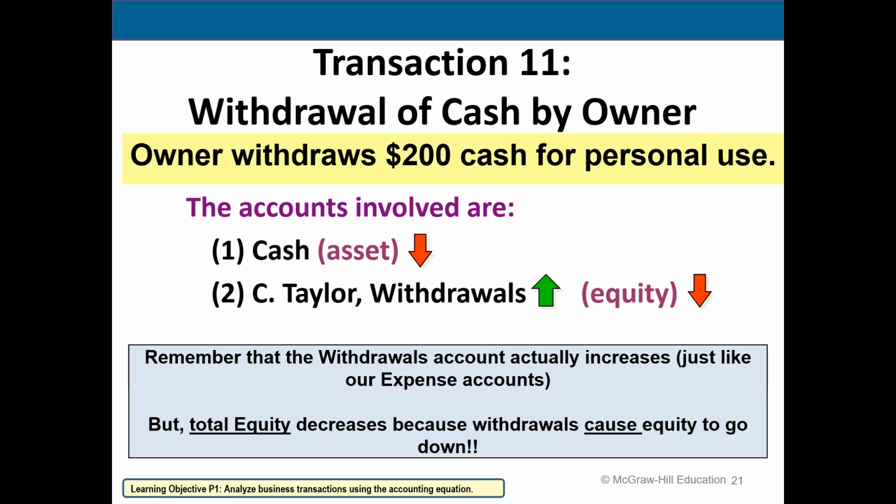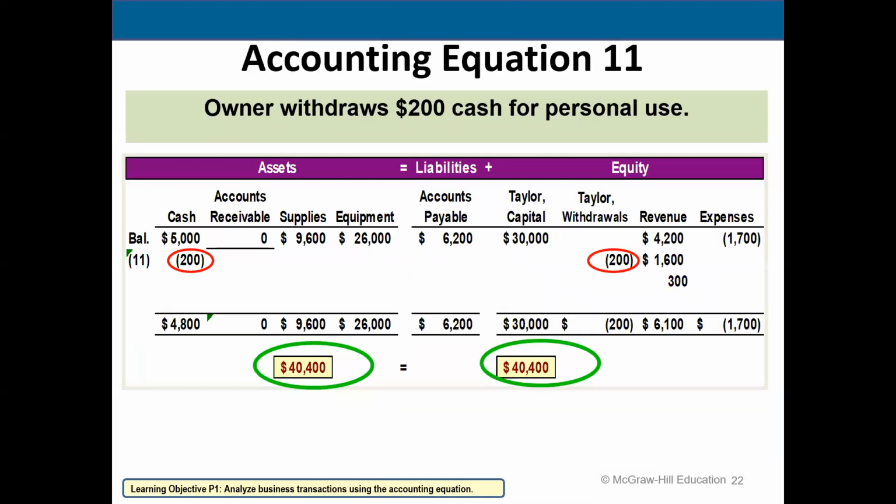Withdrawal of cash by the owner. So the owner pulls $200 out of the business for their own personal use. So when that happens, the cash goes down, and a special account for our equity, usually called the owner's name, withdrawals, will go up. And just like an expense, even though the withdrawal account is increasing, that's actually going to reduce the equity. So again, that's a little confusing until you get used to it. So again, we can see cash going down and our equity going down with the Taylor withdrawal.